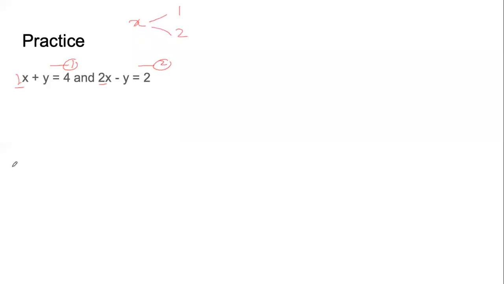To equate, either we divide 2 by 2, or we multiply 1 by 2. Always multiplication is simpler. So do the multiplication. We will say multiply 1 by 2. So what is it that we are doing? x plus y equals 4, we multiply this by 2.